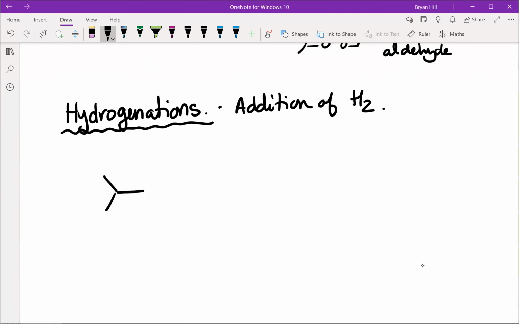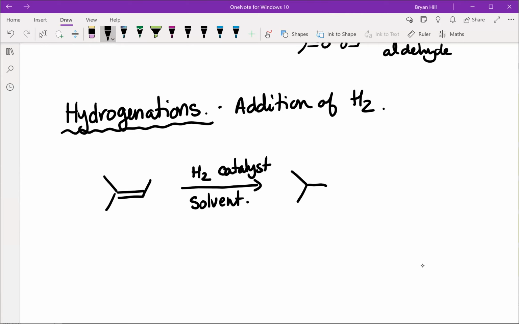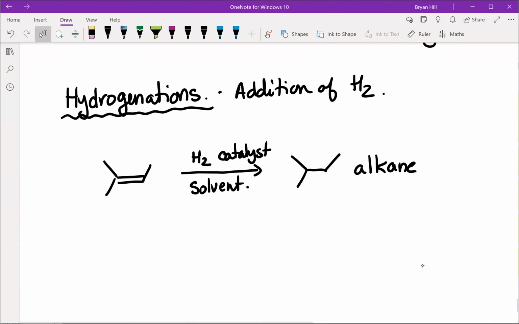for example, H2, and we need some sort of catalyst. And there's typically a solvent of some kind. And we are adding hydrogen across this double bond. So each carbon gets a hydrogen, and this would give an alkane. And this doesn't seem particularly interesting.